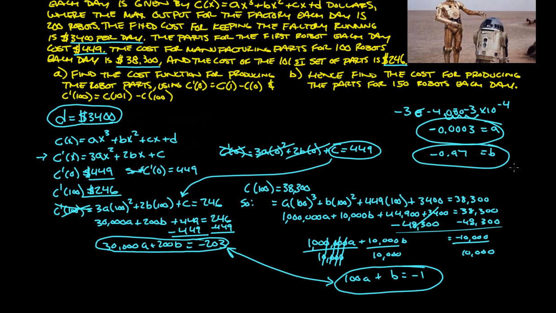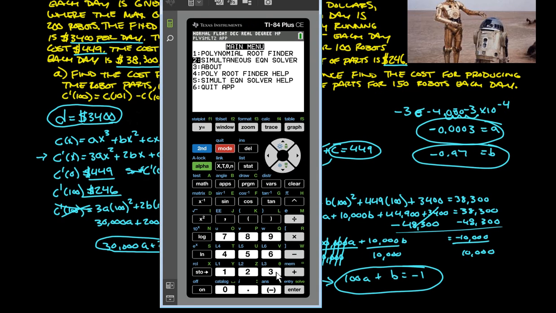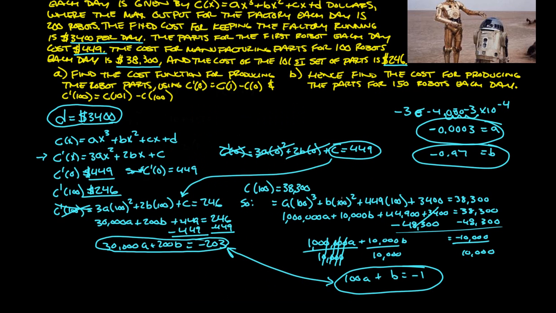Okay, so now we did all that work to find A, B, C, and D. Now that we know all this, we can find the cost for producing the parts for 150 robots each day by plugging 150 into our original equation with our new A, B, C, and D, right? So let's do that. Let's write it down first just to make sure that we're all good here.